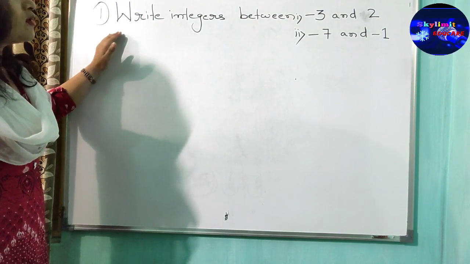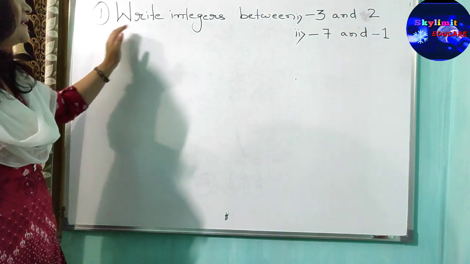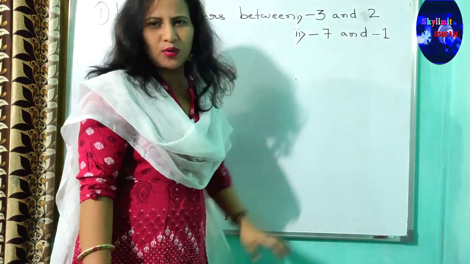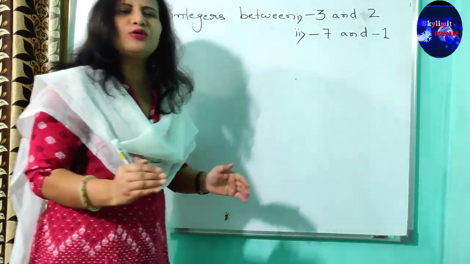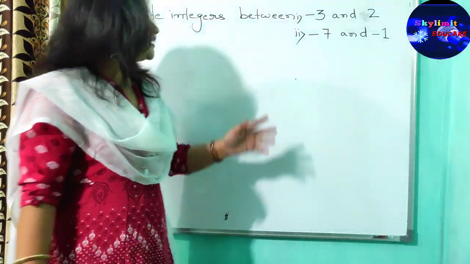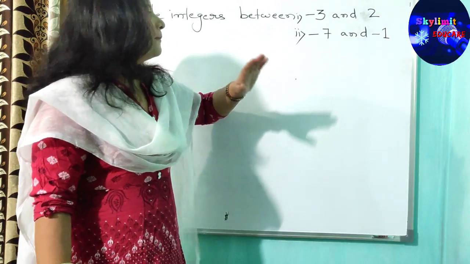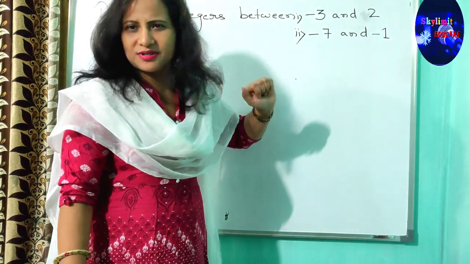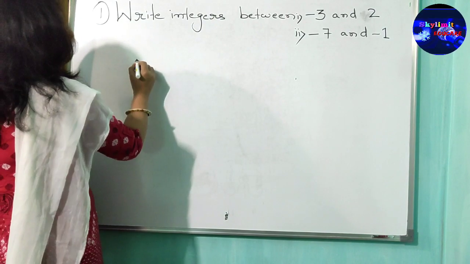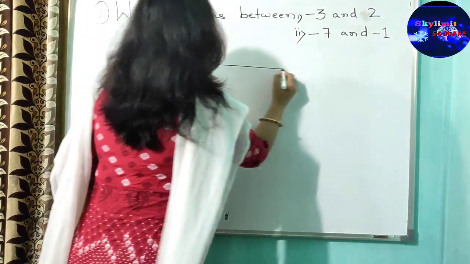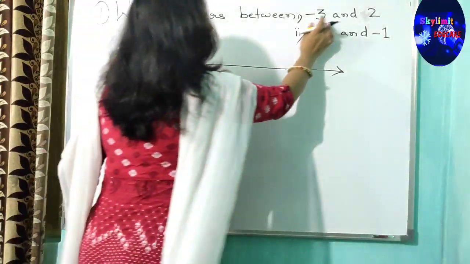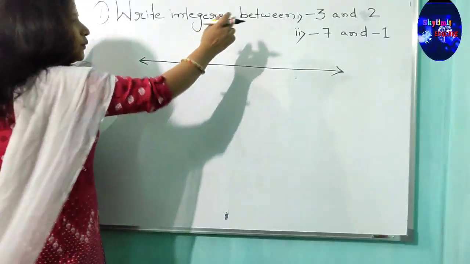So now you come across questions in your textbooks like write integers between -3 and 2, -7 and -1. So how are you going to find out the numbers falling in between these two integers that are given to you? This type of questions you have been solving, but now here comes your negative numbers. Yes? So now the first thing that you are supposed to do is draw the number line and mark the two integers which are mentioned to you in the question.